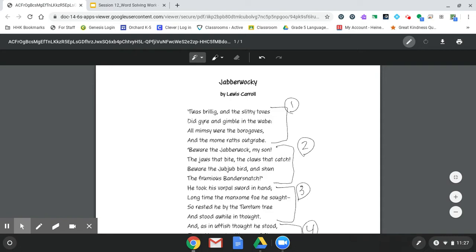'Twas brillig and the slithy toves did gyre and gimble in the wabe. All mimsy were the borogoves, and the mome raths outgrabe. Now there's not one perfect answer to this, but my first thought is to think about our story structure. And we know that in the beginning of fantasy stories, usually they describe the setting.